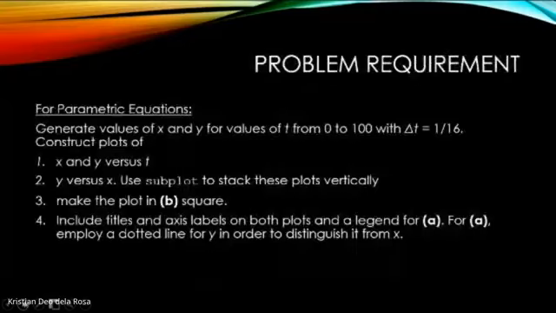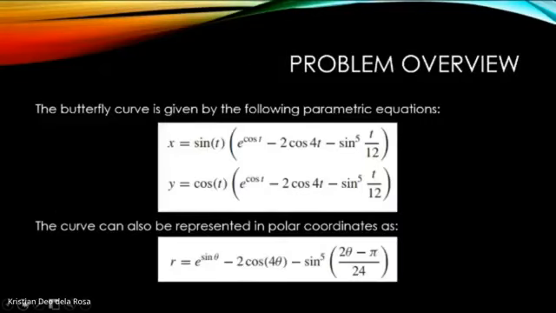And then we have r. r equals e raised to sine theta, minus 2 cosine 4 theta, plus sine to the fifth power of (2 theta minus pi) over 24. Okay, so I think we're all set.